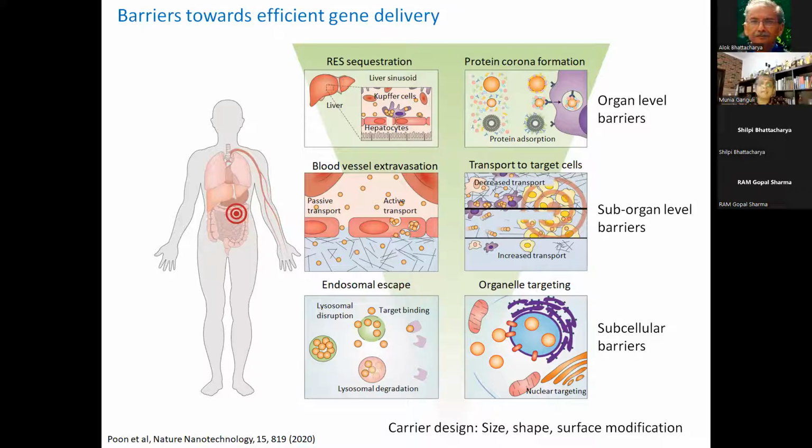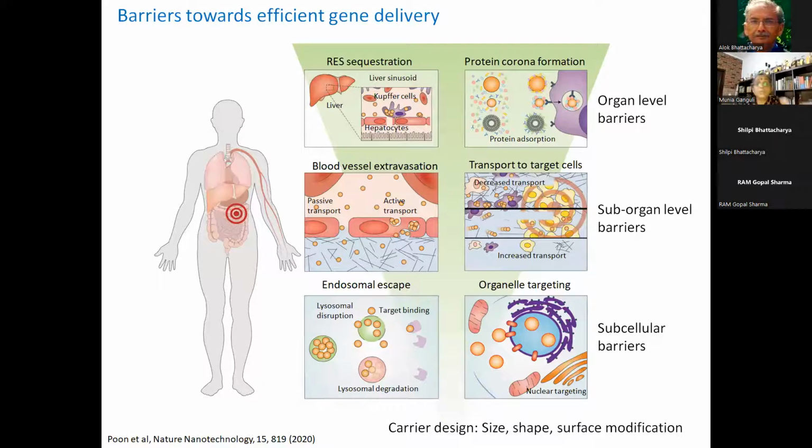Next, it has to come out of the bloodstream and transport into the target cells. So there are sub-organ level barriers. And then it has to go inside the cell. It has to be taken up in large amounts inside the cell. And inside the cell also, there are several barriers, like coming out of the endosome, targeting the nucleus, and so on, that it has to undergo.